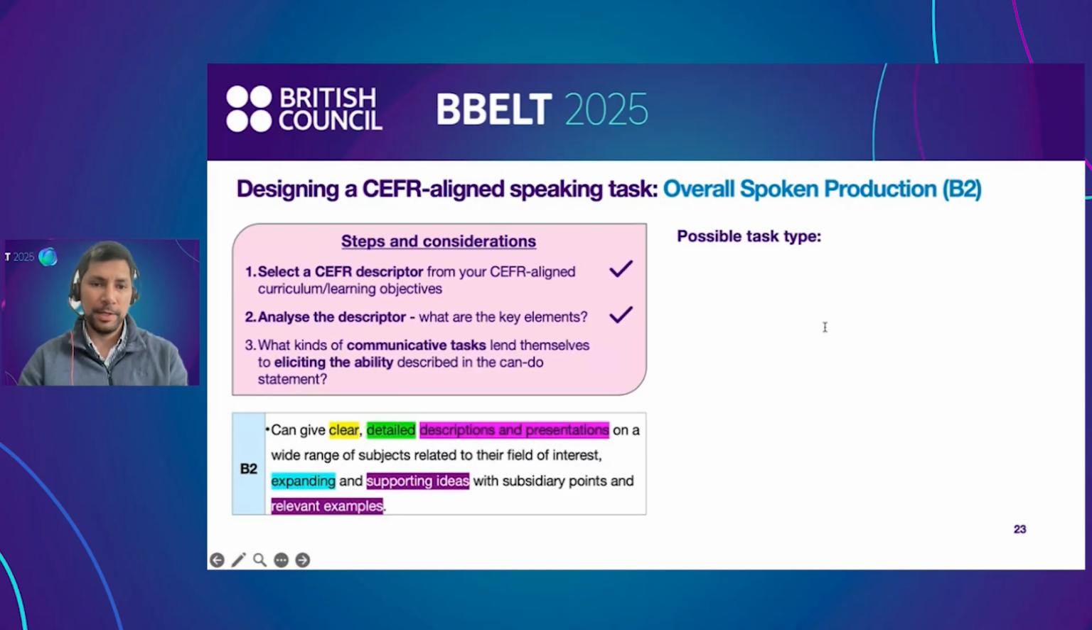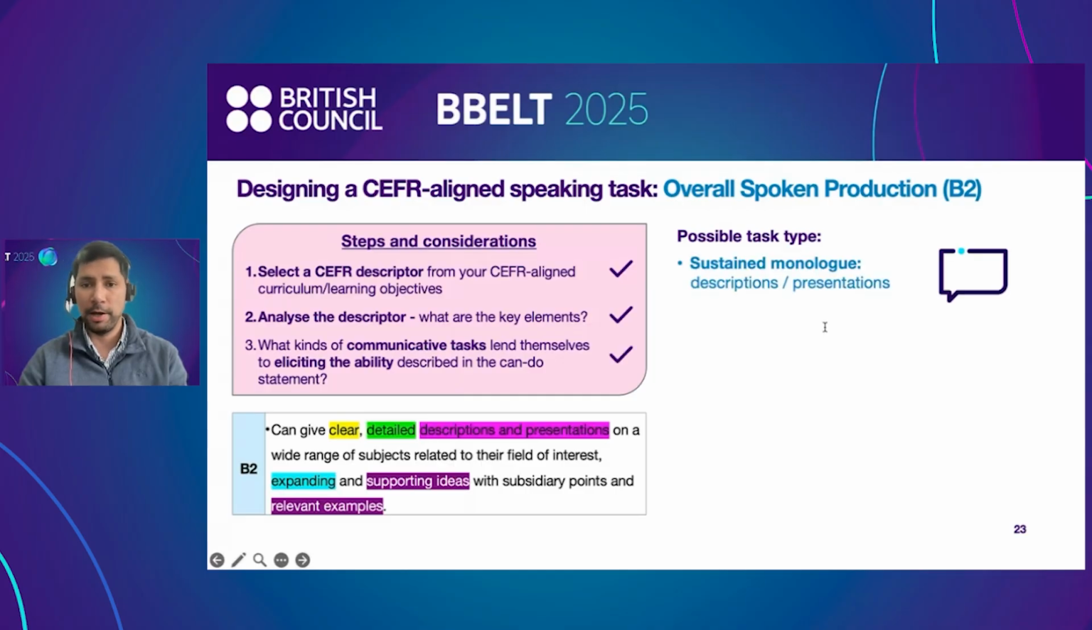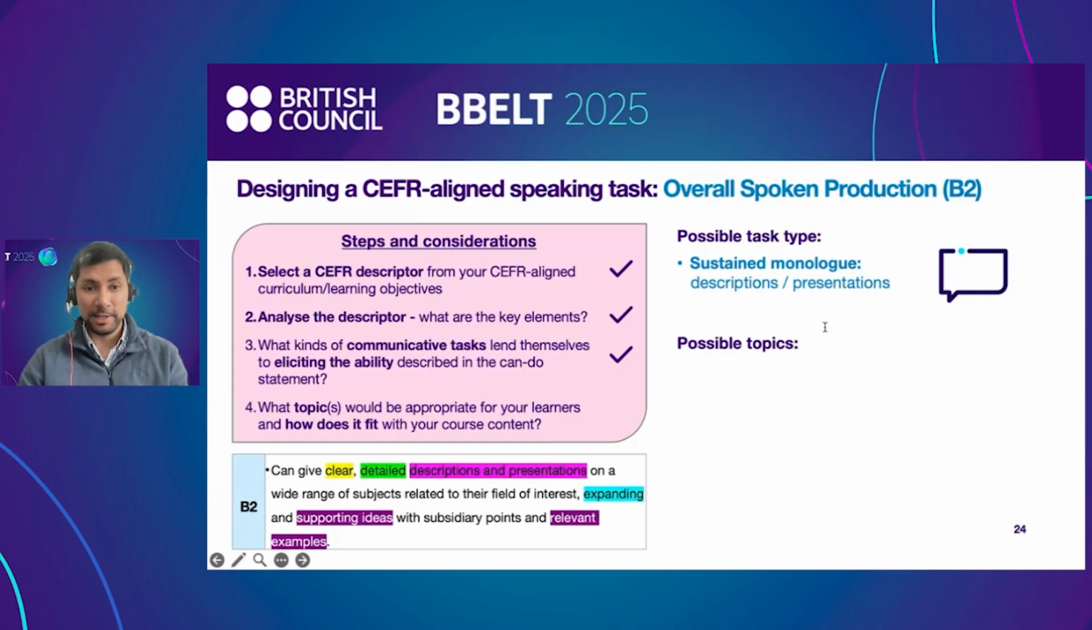And the next stage would be to establish what kinds of communicative tasks lend themselves to eliciting the ability described in the can-do statement. So in this case, a possible task type would be some kind of extended or sustained monologue where learners have to give descriptions or presentations on a particular topic. So of course, the next stage would be to decide what topic would be appropriate for your learners and how does it fit with your course content.